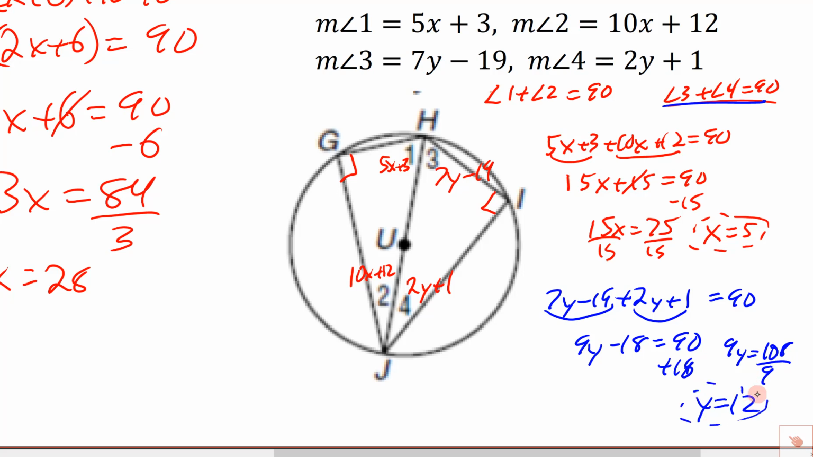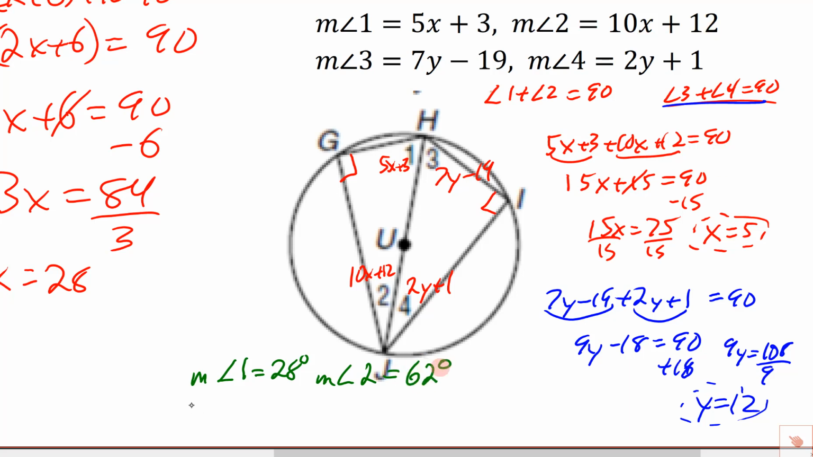So I'm going to do this in another color, in green. So the measure of angle 1 is going to equal, we're going to plug in an x. So this is 5 times 5 is 25, plus 3 is 28, okay? And then angle 2, we're going to plug in 5 into that also. So 10 times 5 is 50 plus 12 is 62.